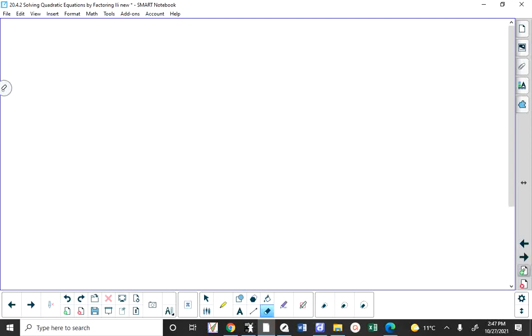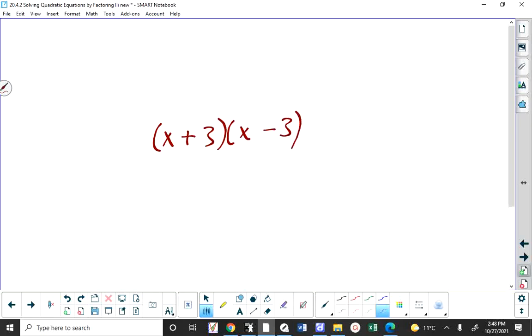I need to take you back to grade 10, though, and I want you to, on a scrap piece of paper somewhere or off on the side, take x plus 3 times x minus 3. I want you to FOIL that out and simplify it.